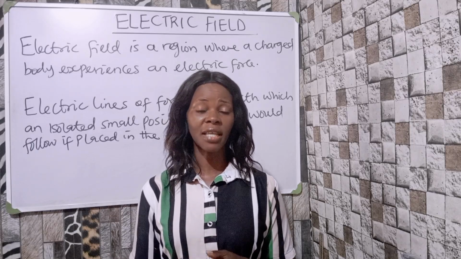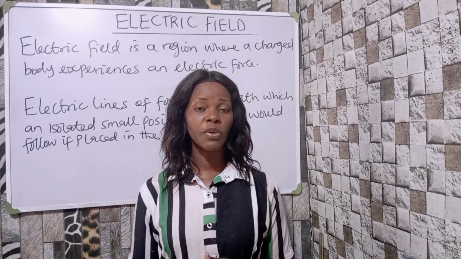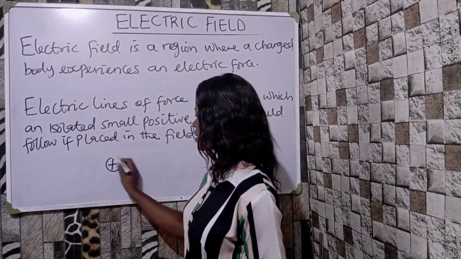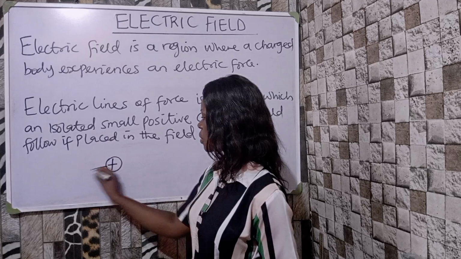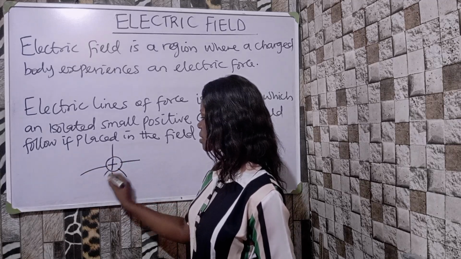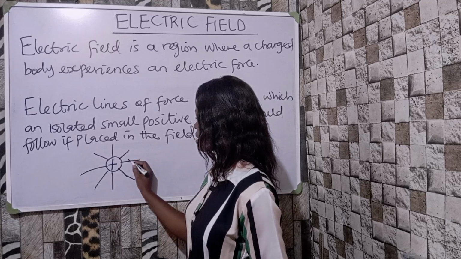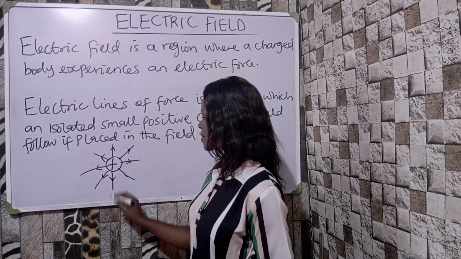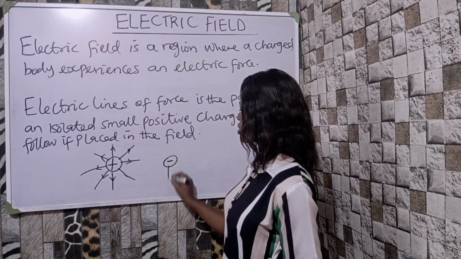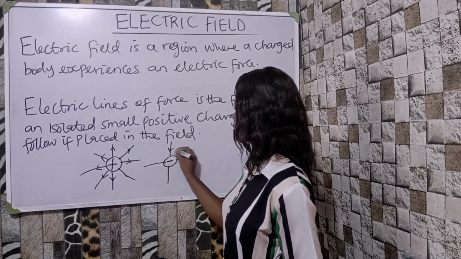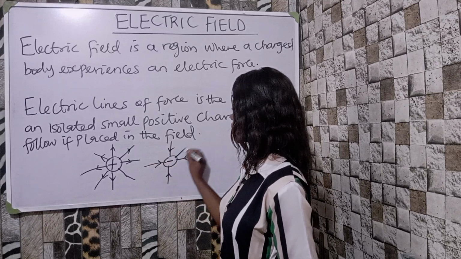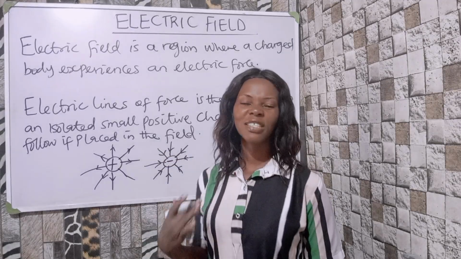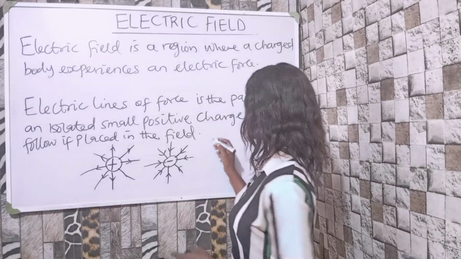For example, we have charges that are positive and charges that are negative. So we need to know how they move. Okay? Take for instance, an isolated small positive charge is going to radiate outwards. Then an isolated negative charge is going to radiate inwards. And when we talk about attraction and repulsion, you see something like this.